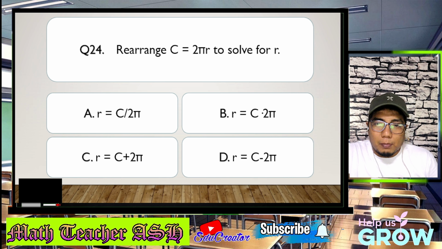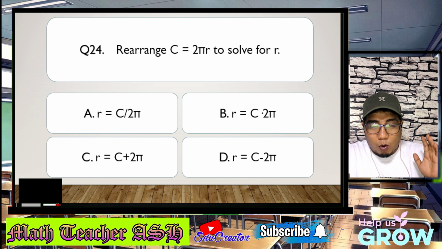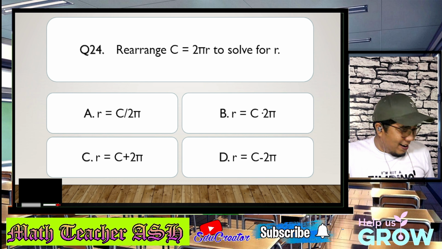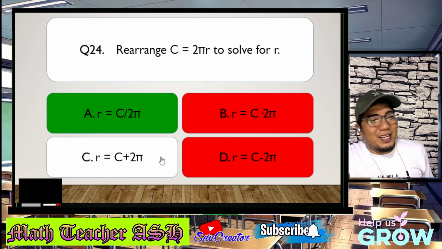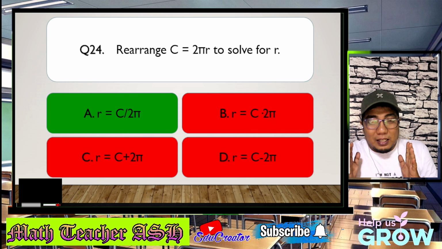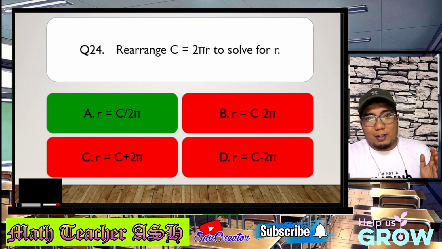So 2 pi here, 2 pi there. We cancel the 2 pi's here. We only have r on one side of the equation. Of course, what will remain on the left side is C over 2 pi. So that is letter A. Alright, let's check whether we are correct. Easy, right? Very easy, my dear math learners. So I hope you got that one. Now, if it is very fast for you, then you can rewind this part of the video.